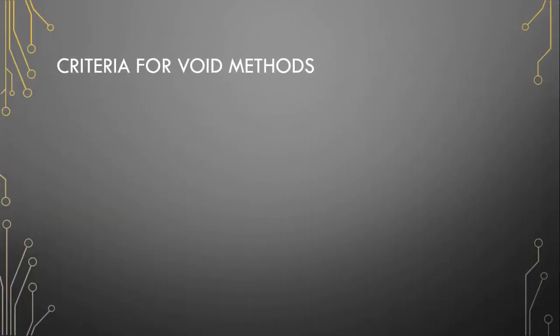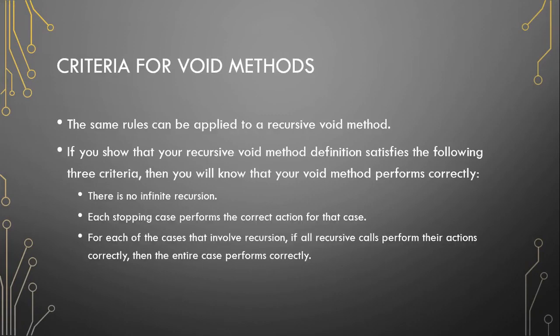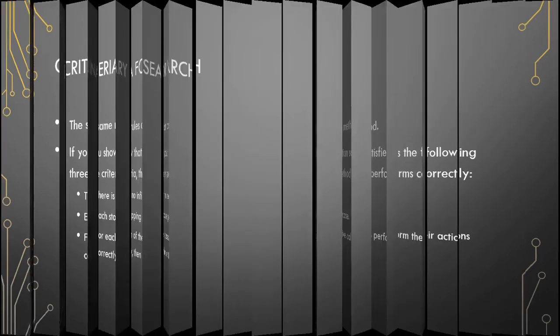Now, if we look at this same criteria with void methods, we can apply the exact same rules. If we show that our recursive void method definition satisfies the following criteria, you'll know that your void method performs correctly. And you'll notice that they're the exact same rules. There's no infinite recursion. Your stopping case performs the correct action. And for the cases that involve recursion, if all your recursive calls perform the actions correctly, then the entire case is going to perform correctly.